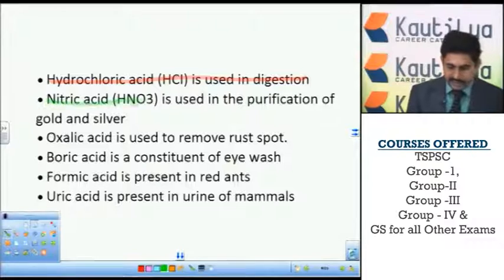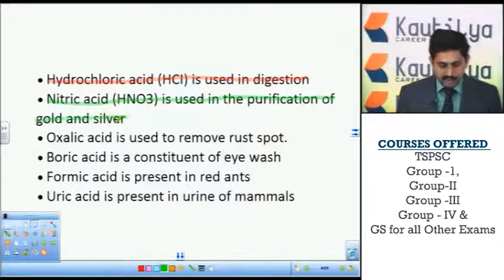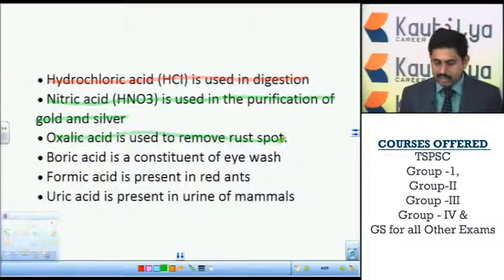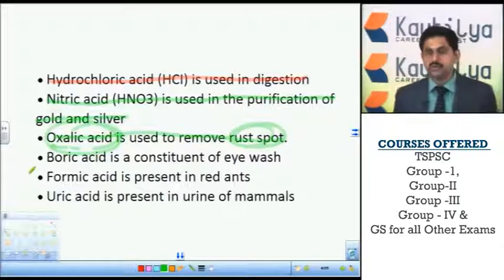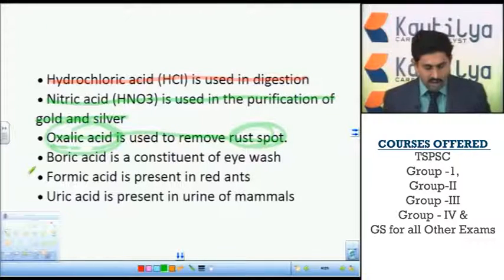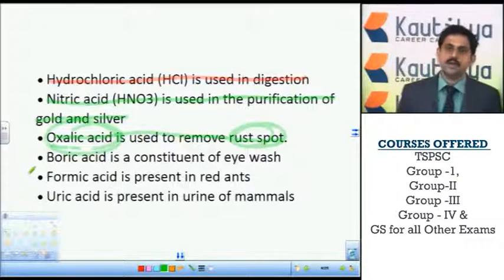The nitric acid, it is used in the purification of gold and silver. Okay. Then oxalic acid, it is used to remove the rusted spot. Right, wherever there is rust, we can clean it with the oxalic acid. So which acid is useful to remove the rust spot? That is called oxalic acid. And which acid is present in our body and involved in the digestion? That is hydrochloric acid.